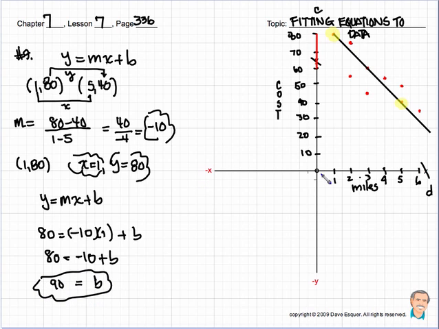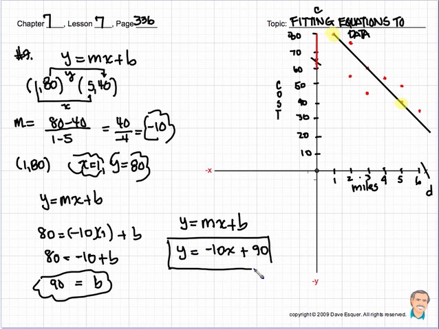So we got one more piece of information. We know now where it crosses the y-axis. Well, let's finally use this information and write our equation in slope-intercept form. y = mx + b, one more time. Well, finally we have an equation. y = -10x + 90. So there's my equation as I fitted it to this set of data.